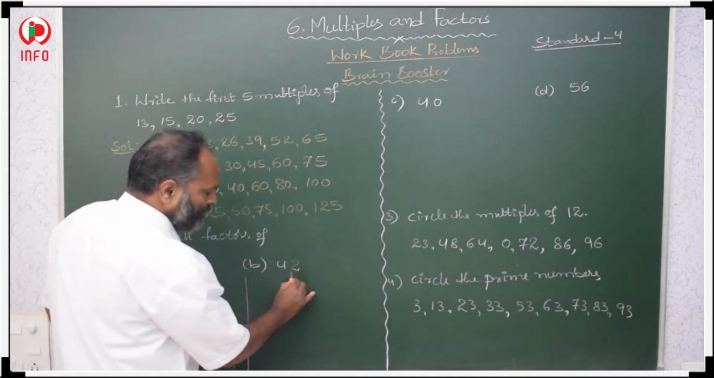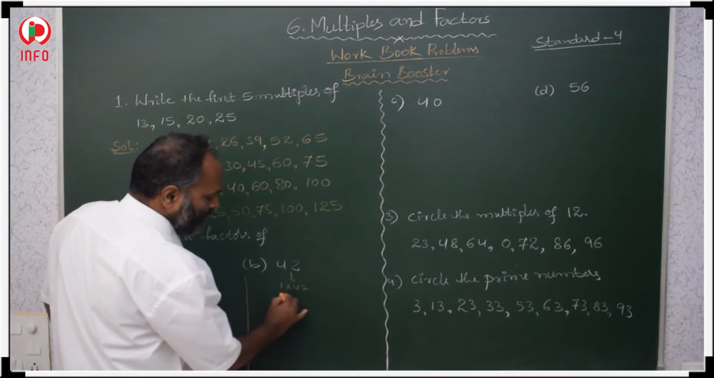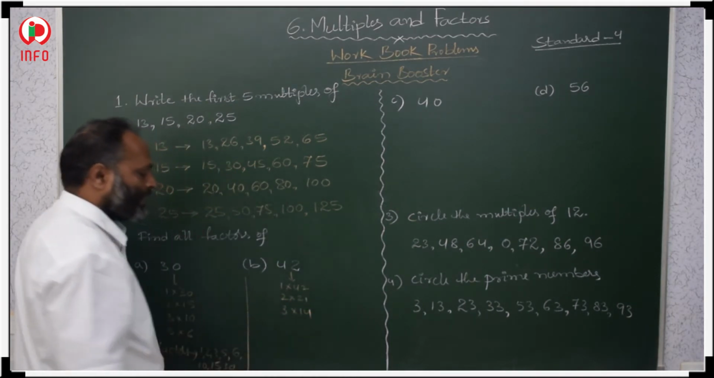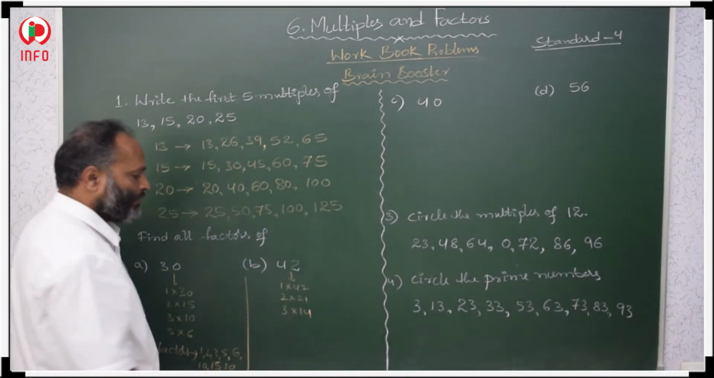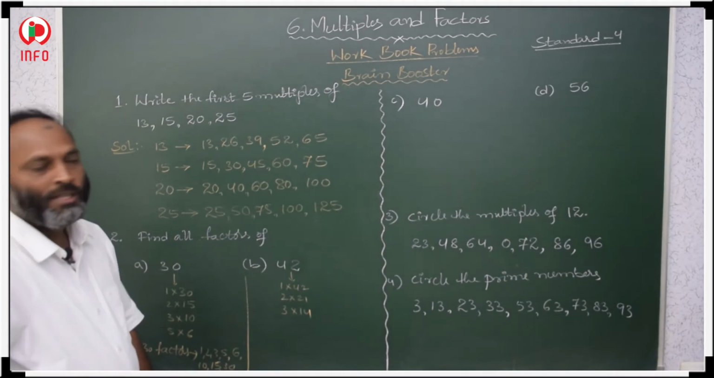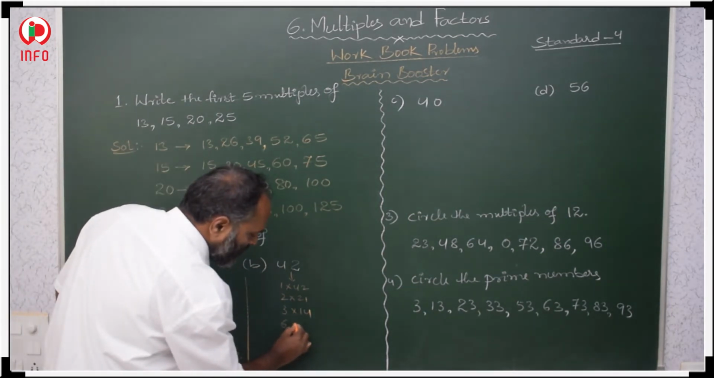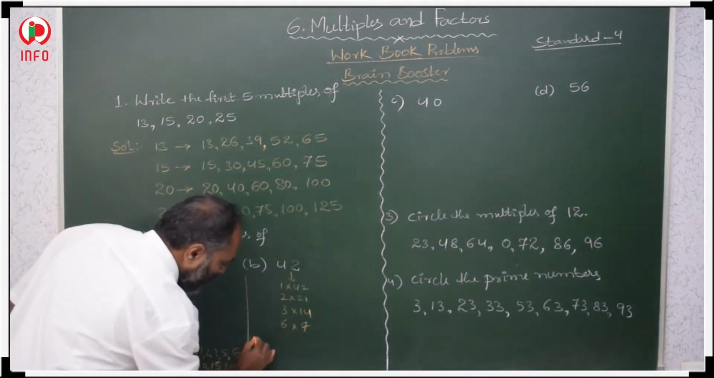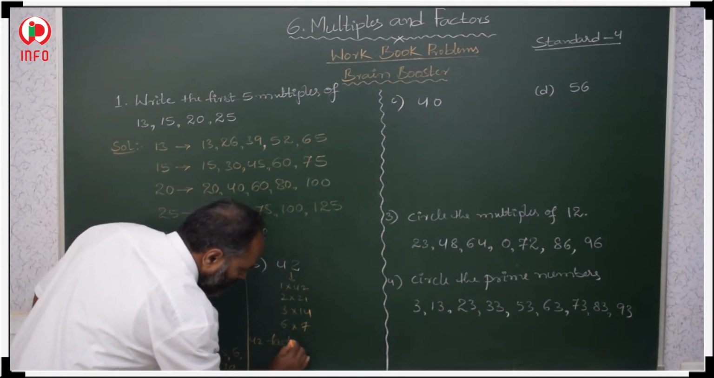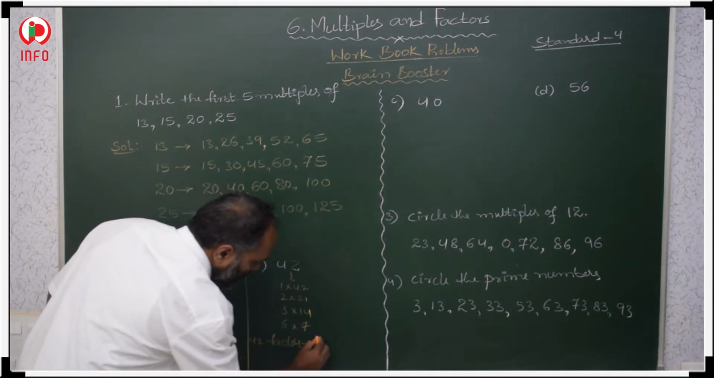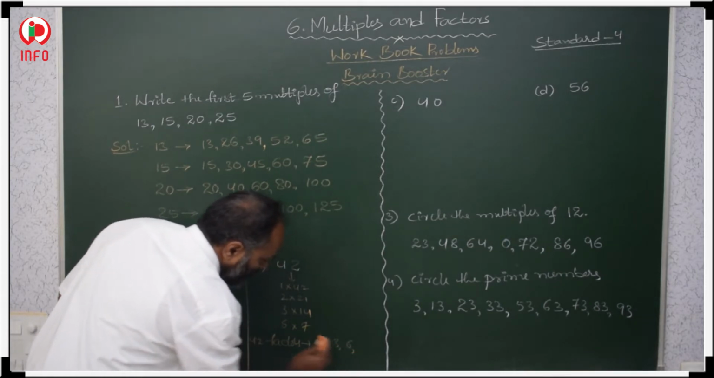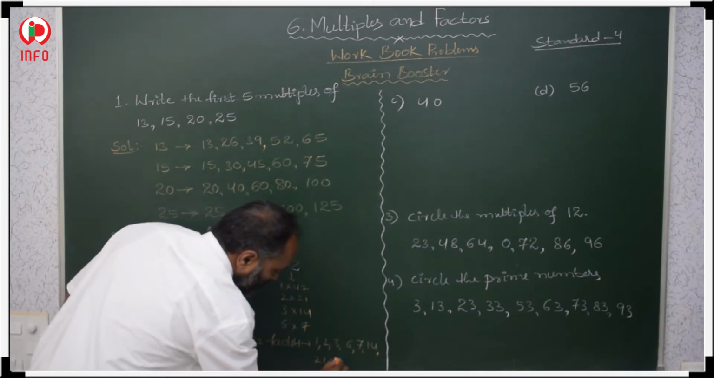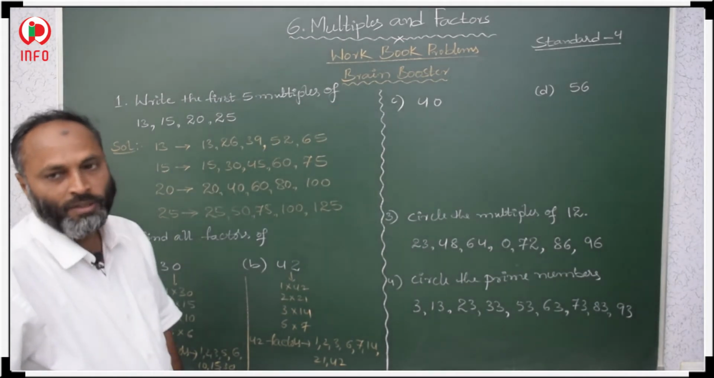Now 42: 1 42s are 42, 2 21s are 42, 3 14s are 42, 4 it won't go, 5 it won't go, 6 7s are 42. Now the factors of 42 are 1, 2, 3, 6, 7, 14, 21, 42. So we have to find factors in this way.